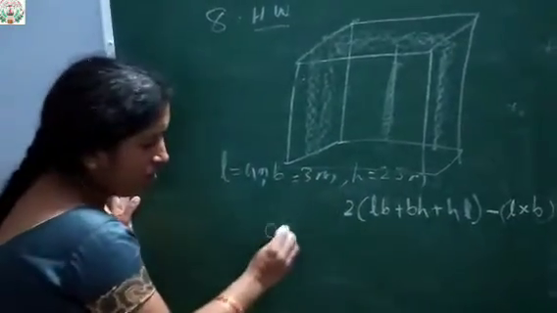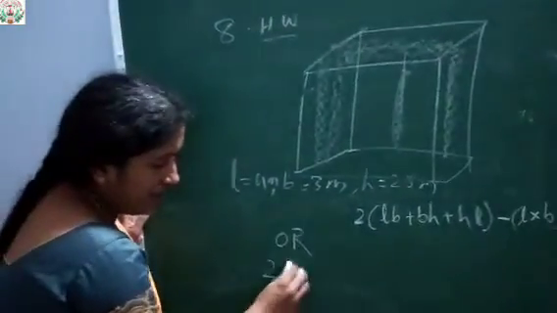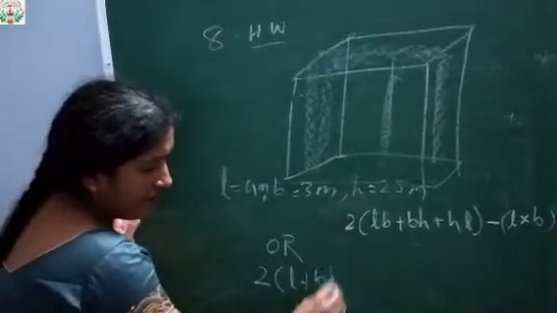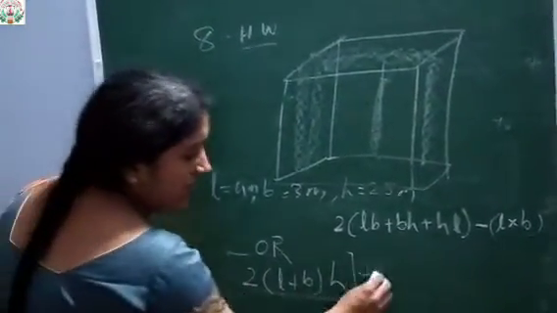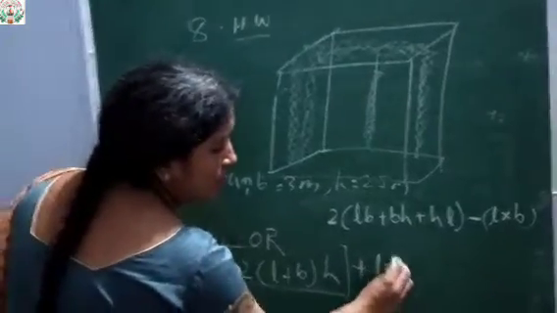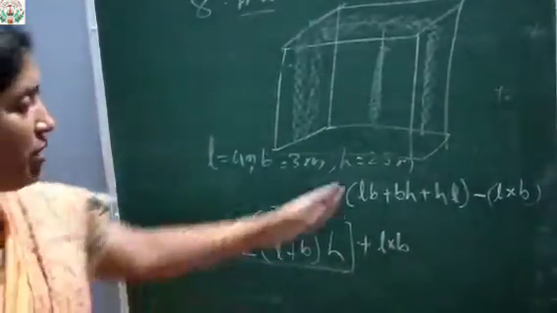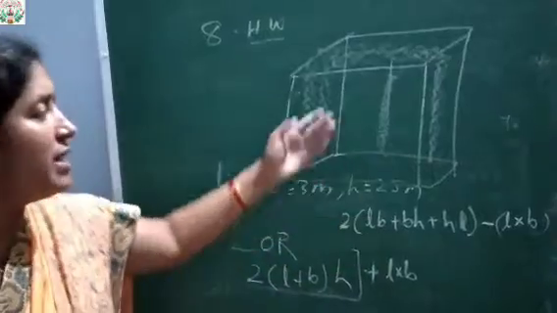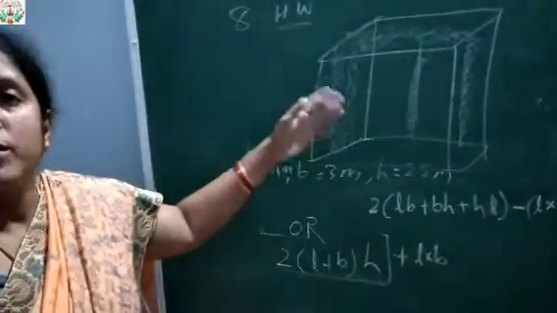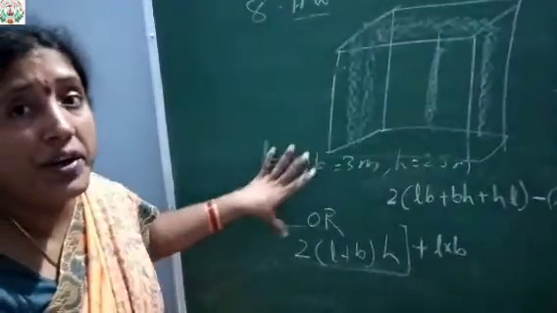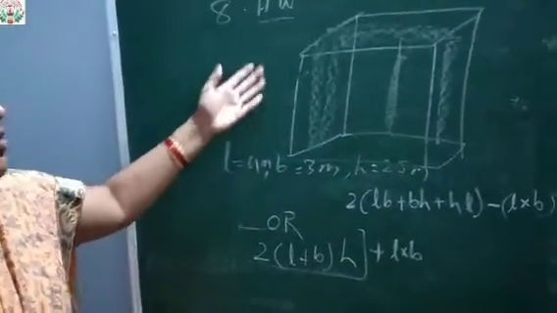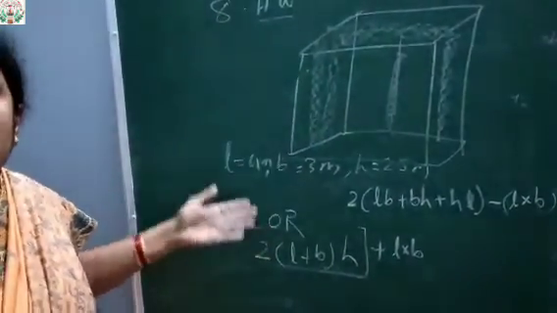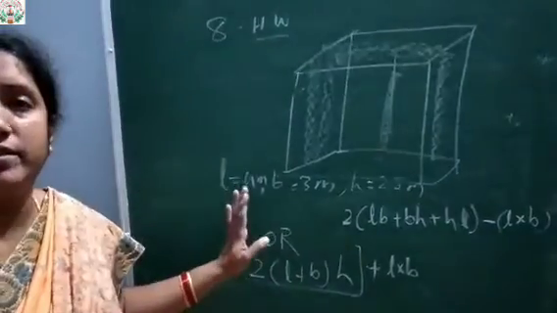Or lateral surface area plus L into B. So either way you use the formula to get the answer for this question. So this is your homework. Hint I already gave. Use that and find the area of the cloth that is required. How much cloth is required, you will get that. Okay.